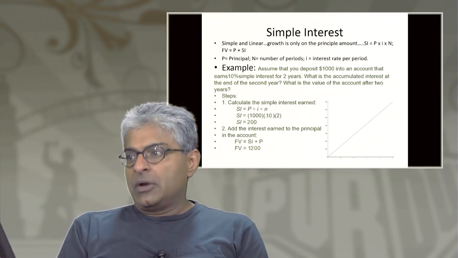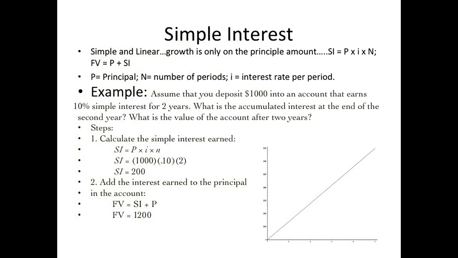Okay, and so the formula for simple interest then is this: P times I times N, where P is the principal amount that you borrowed, N is the number of periods. In the example I just gave you, N equals 2. I is the interest rate per period. In this case, it's a 10% annual rate. So I is 10% or 0.10.